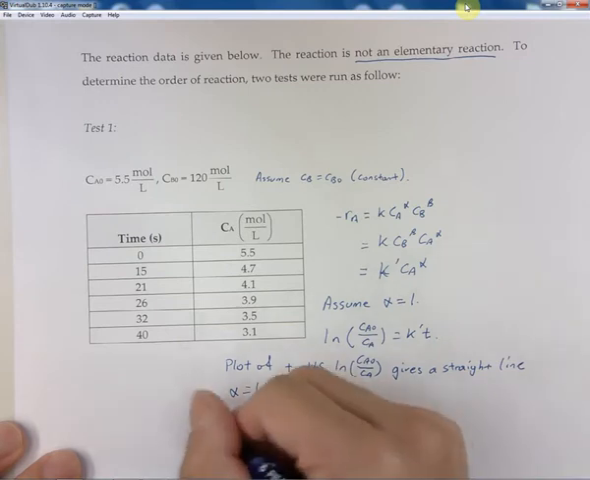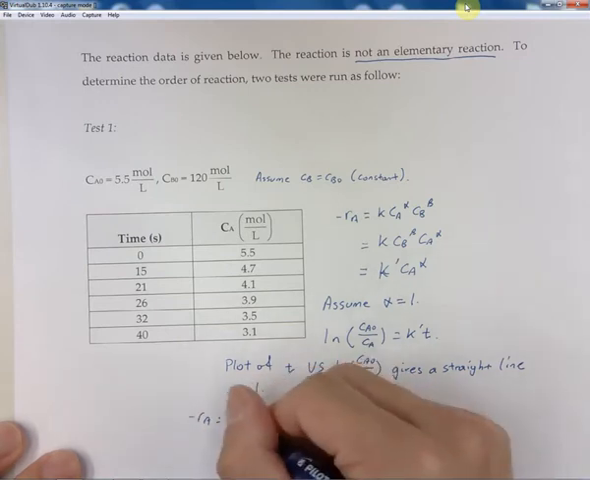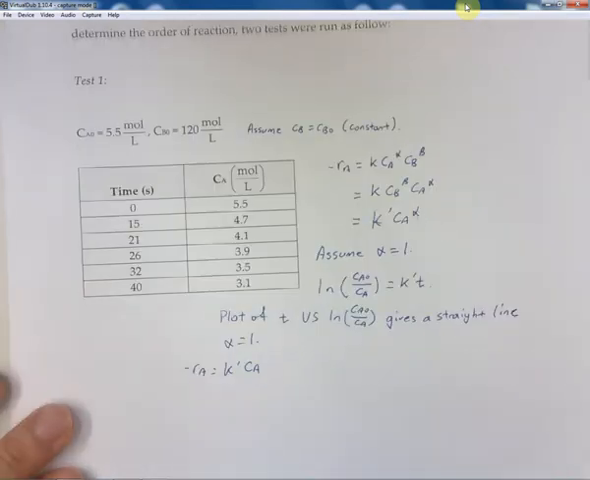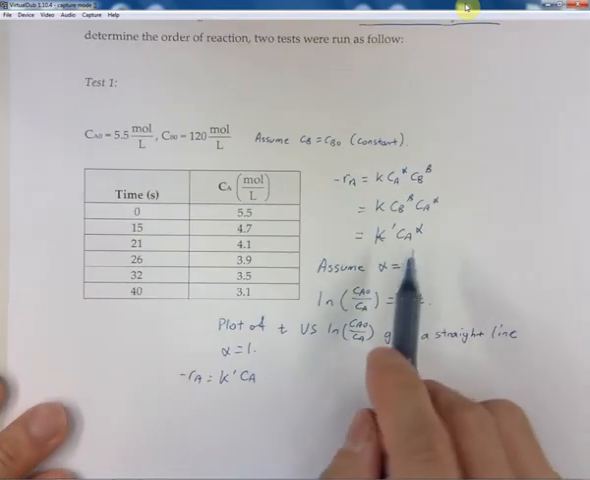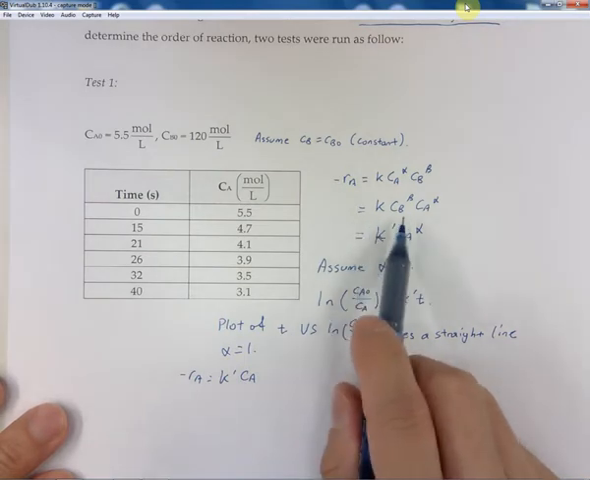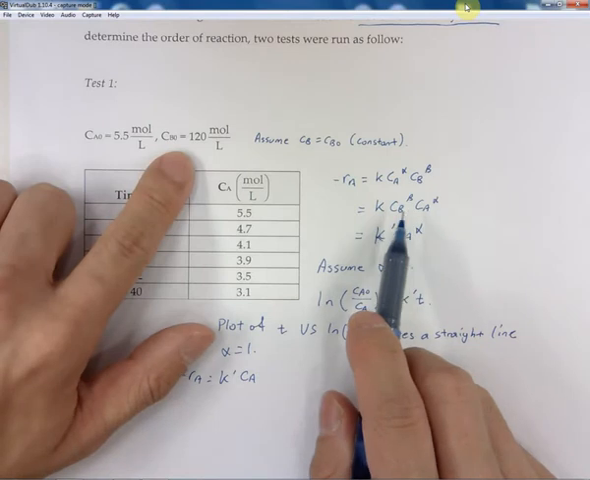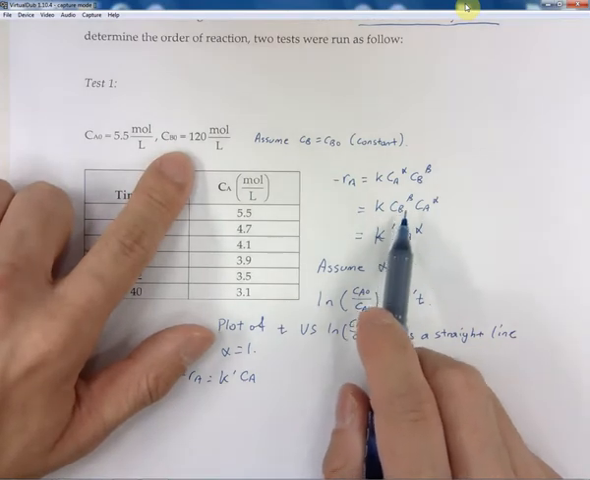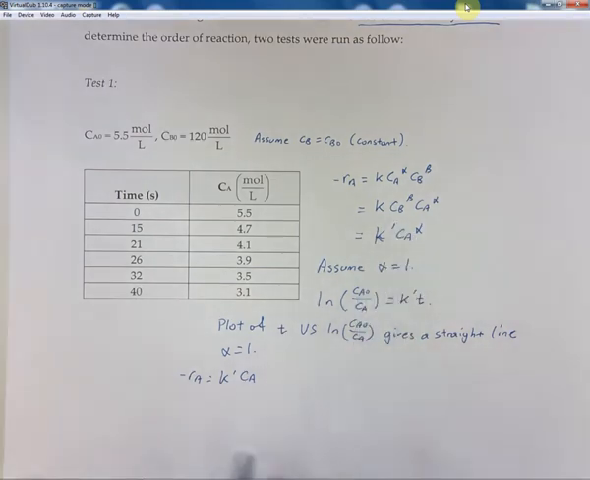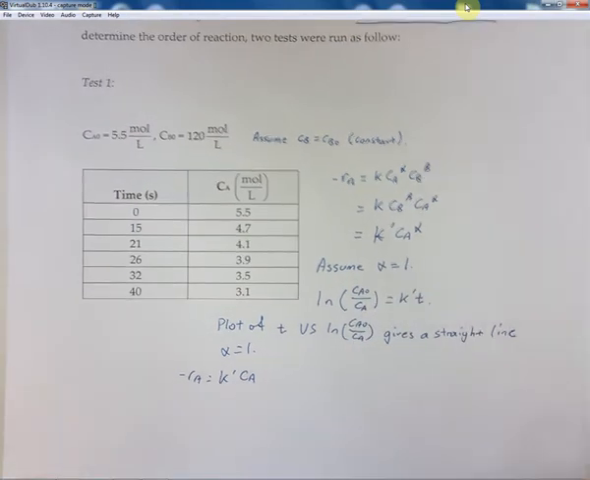So minus Ra equals k prime Ca. We did not proceed further to solve for the value of k, because even though we know Cb naught, which is essentially unchanged, we do not know what beta is, so we cannot solve for the value of k at this moment. We leave it to later, then we solve it.